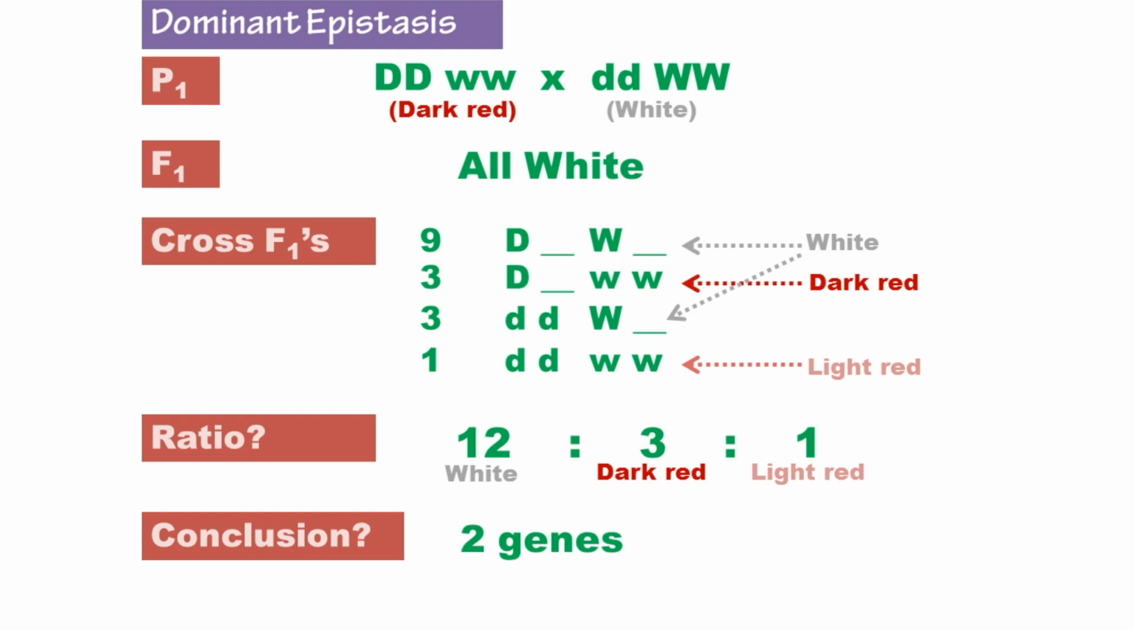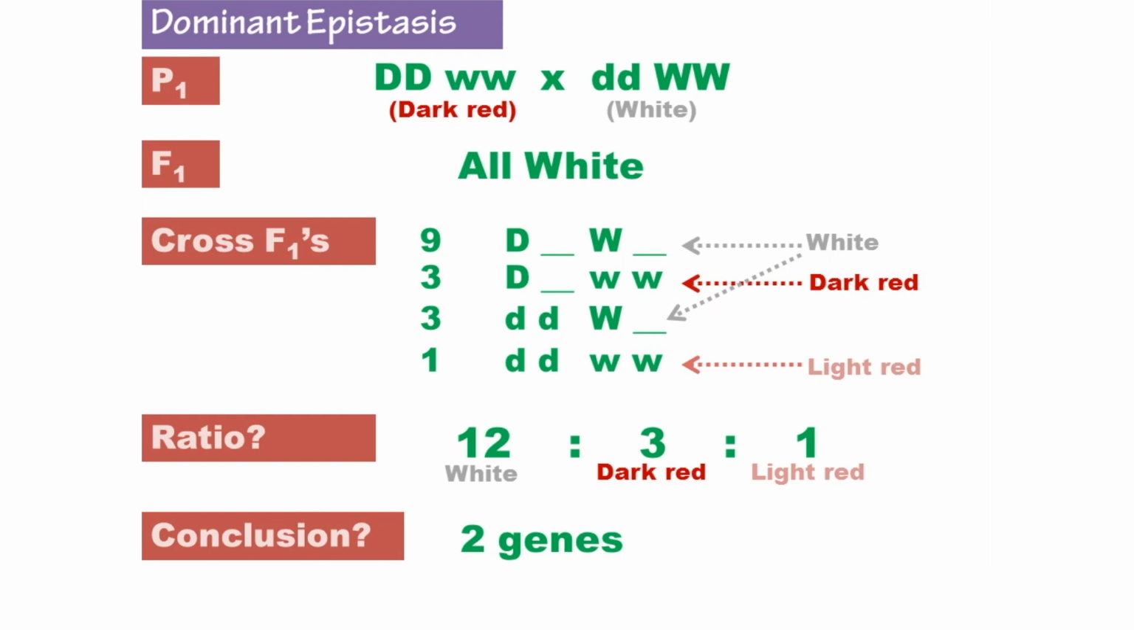If we write out all the possible genotypes that we could have when we do that double heterozygote cross, you see, all right, the 9, we'll say that that one is going to be white, and we'll say that one of the 3s is going to be white. That gives us our 12, and then a 3 and a 1 for the dark red and the light red.